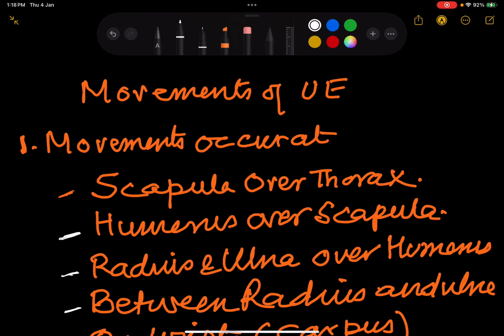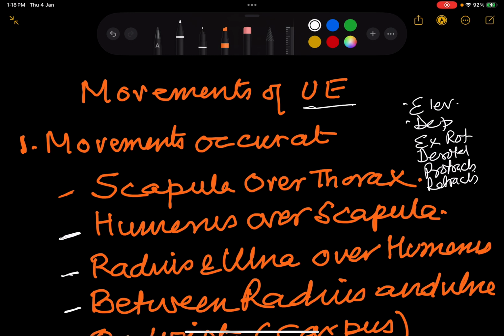Let us revise what movements occur at the upper extremity. The scapula moves over the thorax. It elevates, it depresses, it externally rotates, it derotates, it protracts, and it retracts.